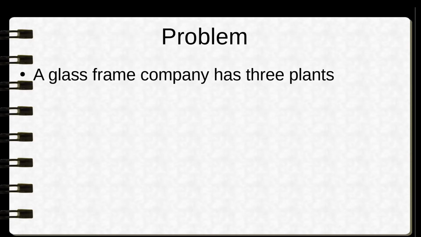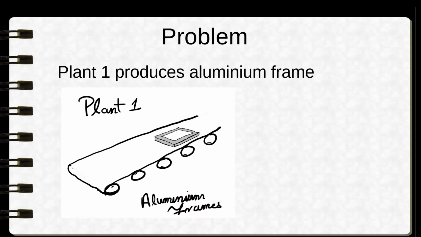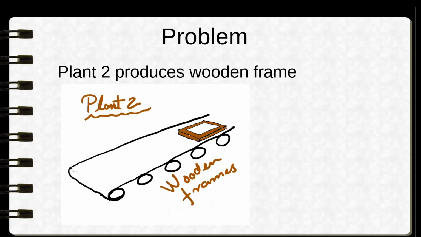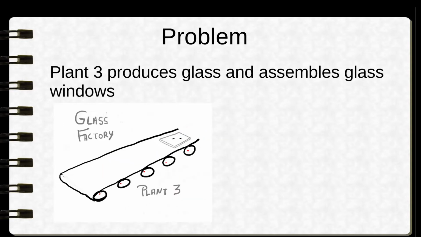So let's take up a problem. We have a glass frame company which has 3 plants. A new management has taken over. Plant number 1 produces aluminum frames. Plant number 2 produces wooden frames. And plant number 3 produces glass. Well, it can assemble glass windows. That is, it can use the frames from plant number 1 and plant number 2 and make the finished product, that is windows, by putting glass in those frames, but it is not doing so.